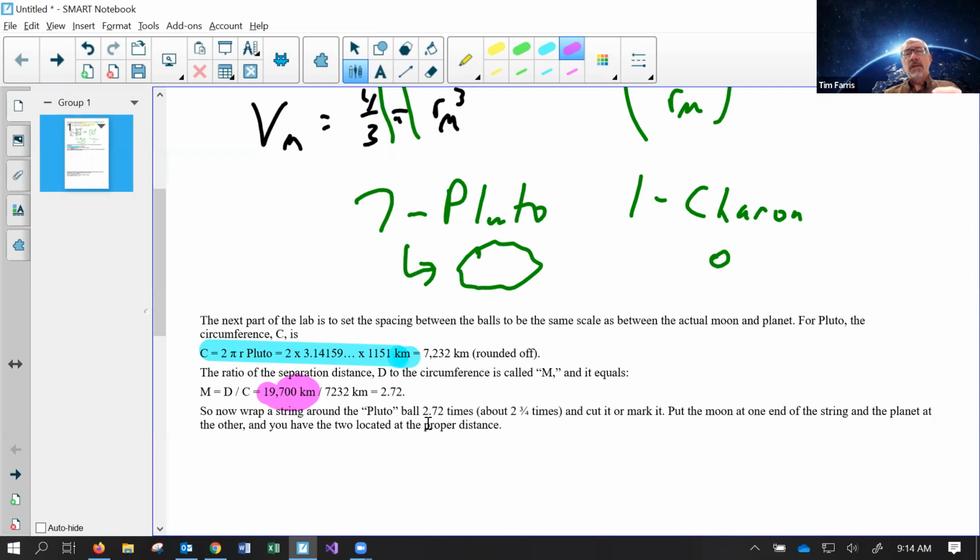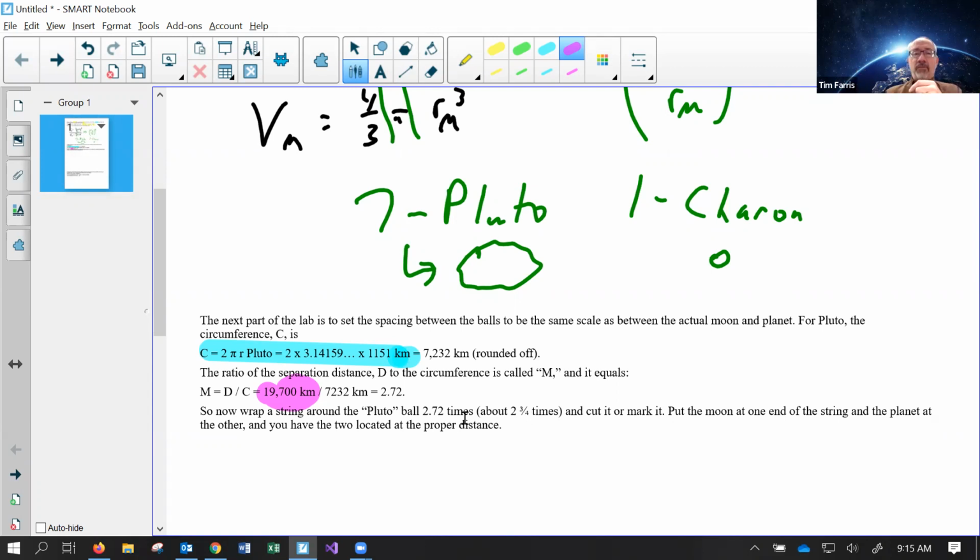What I'm going to do is take a piece of string and my Pluto ball. You'll do it with a piece of string and your Earth ball and whatever number you get here. And what I'm going to do is wrap that string around the ball at its widest point 2 3/4 times, right? And then I either put a mark on it or just cut it to that length. And then when I stretch it out, that distance of that string gives me the space in between, in my case, Pluto and the Moon.